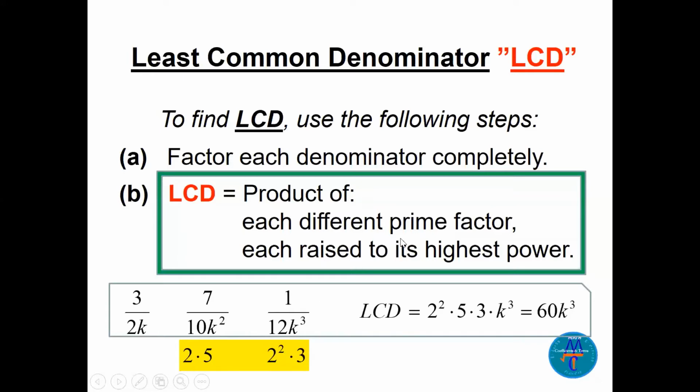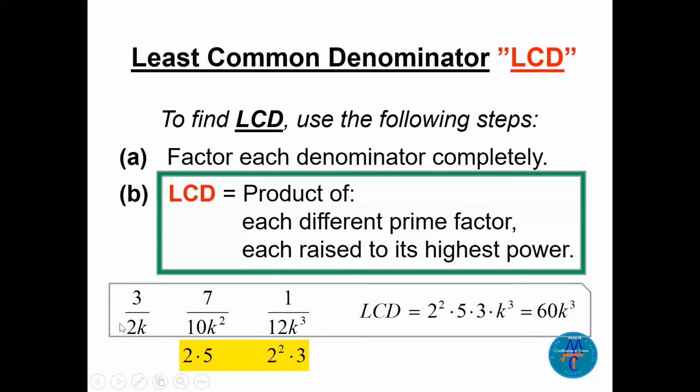12 is 4 times 3, and 4 is not prime. You know prime numbers from real numbers: a number divisible only by 1 and itself. So 12 I can write as 2 squared times 3. These are prime, and there is k cubed. Now I have broken down the numbers, then I have to figure out the LCD.